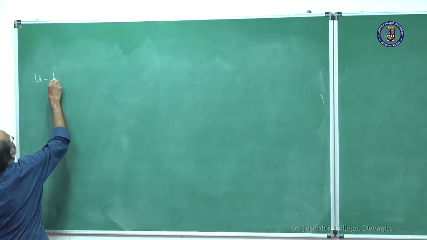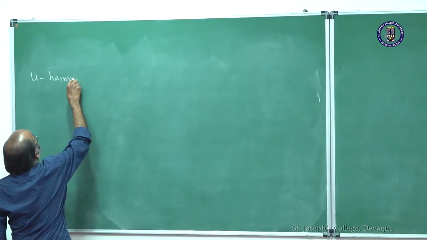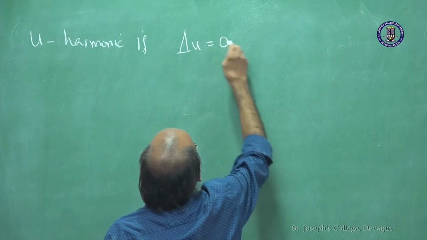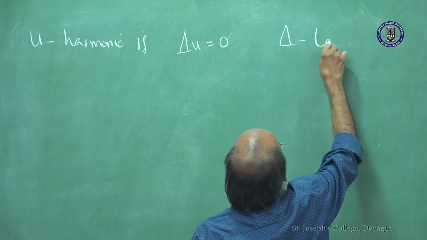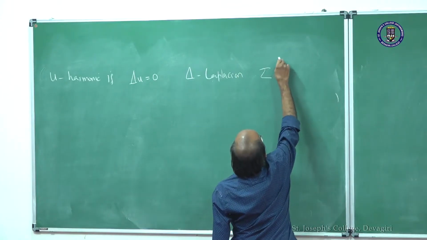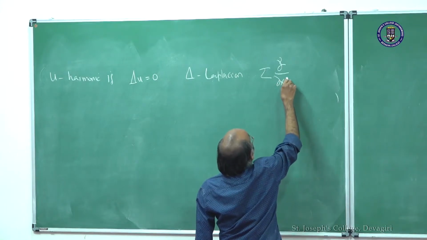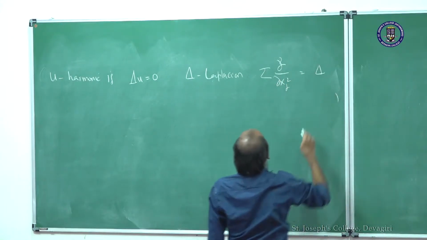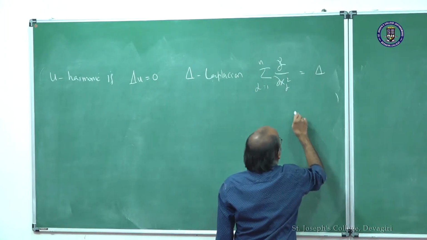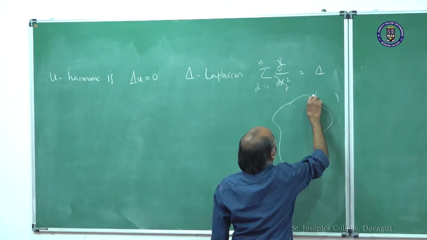Remember we started with harmonic functions. U is harmonic if delta U is 0. So, what was delta? Delta was the Laplacian, the summation of d square by dxj square, for j equal to 1 to n. Everything is happening in some domain in Rn.